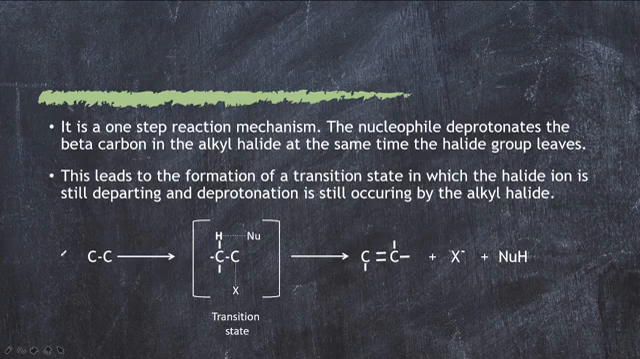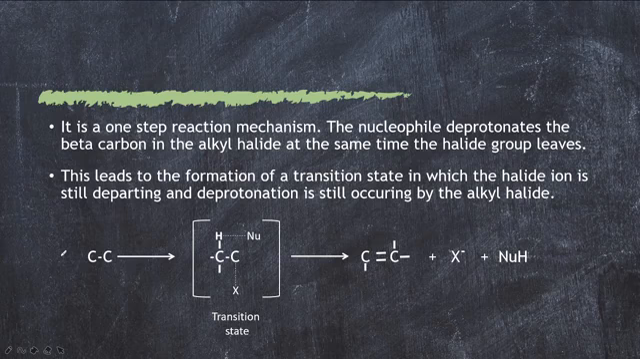The nucleophile deprotonates the beta carbon in the alkyl halide, and at the same time the halide group leaves. That's what I'm talking about. They are leaving at the same time. As this is deprotonating, this is leaving. It leads to the formation of a transition state: one is still leaving, and one is still deprotonating.